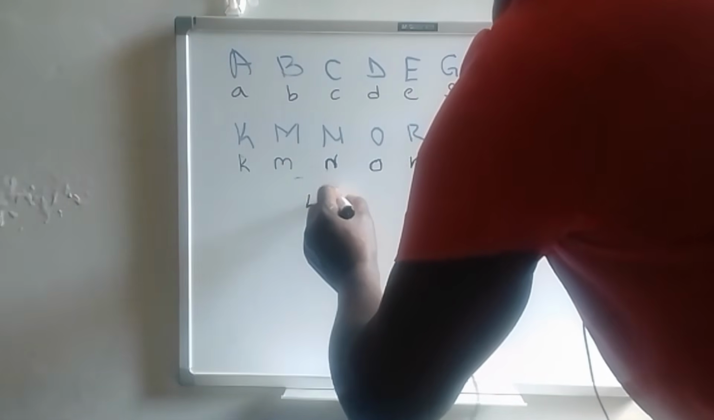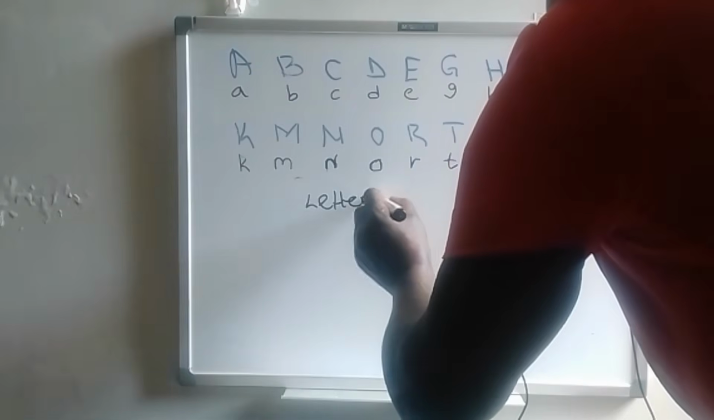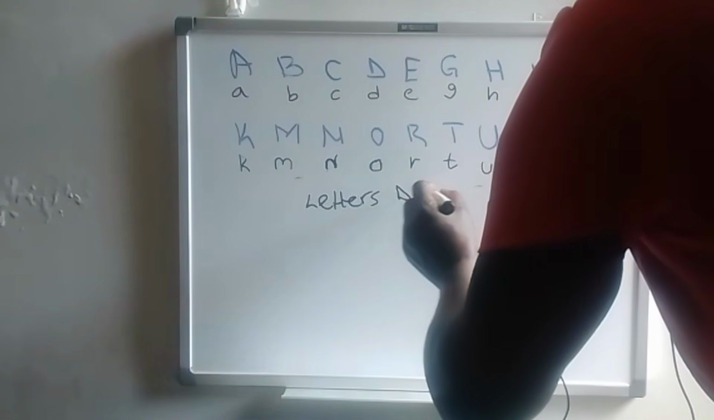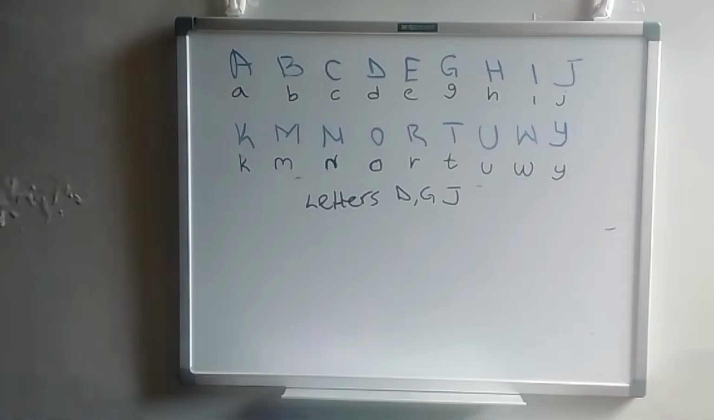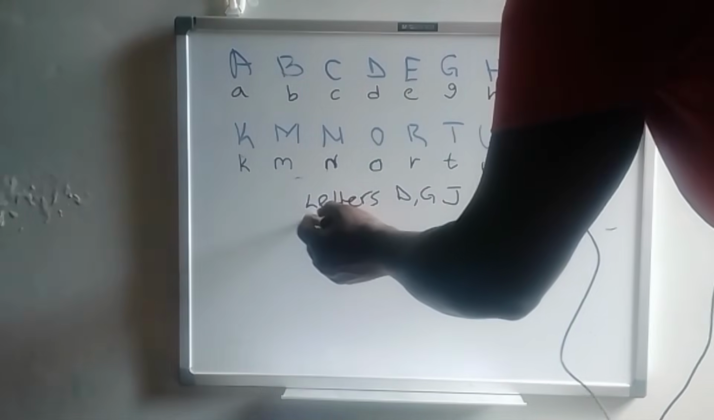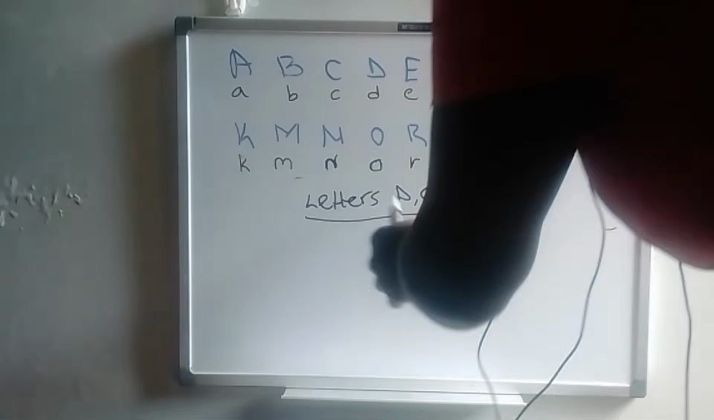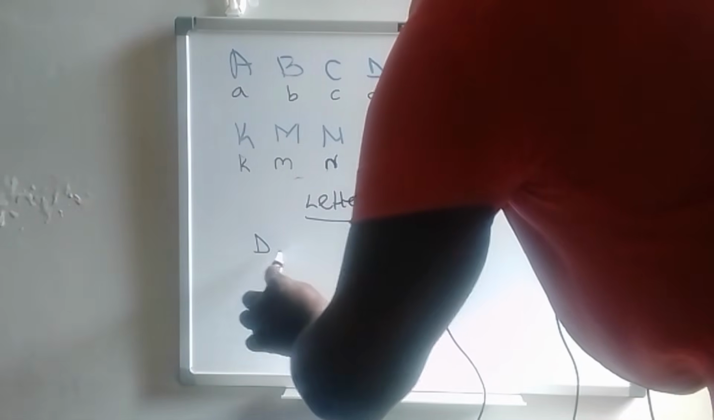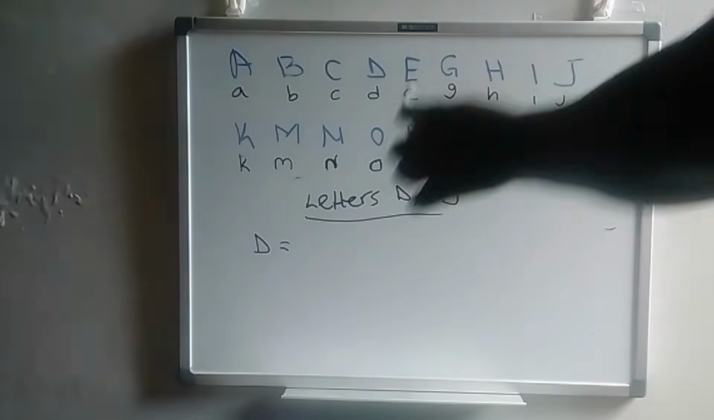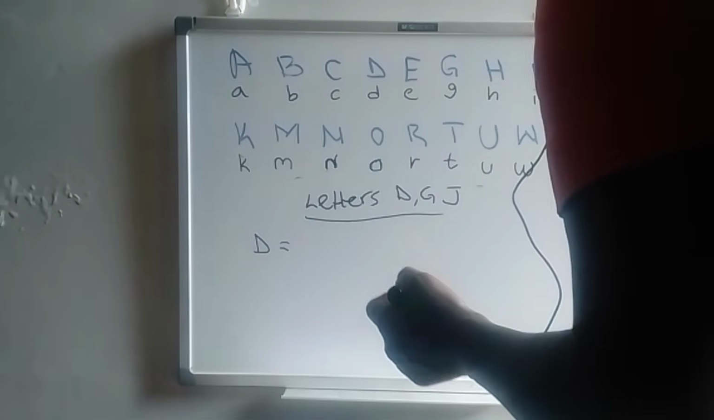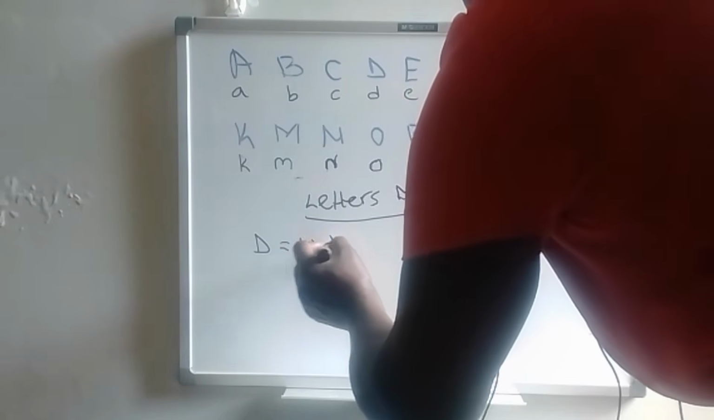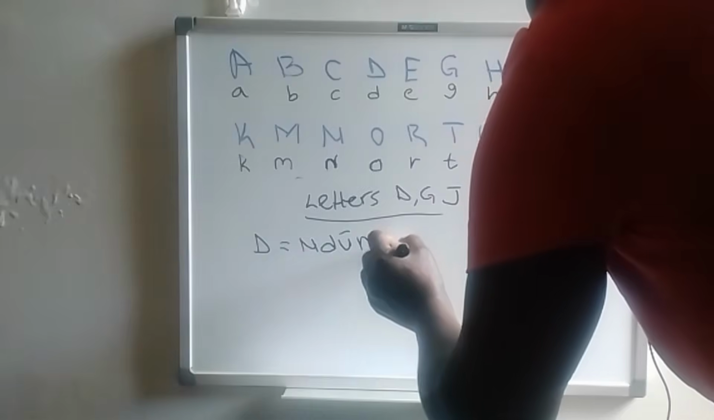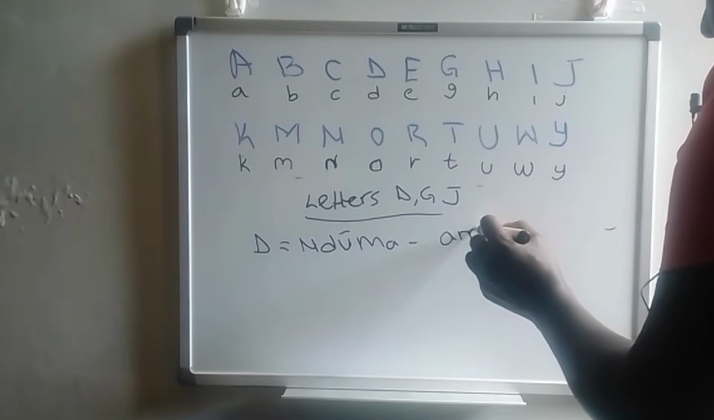Letters D, G, and J. Wacha tuangalie these three letters, how we use them in Kikuyu. These three letters, letter D and J. These letters are always accompanied by N. There is always N in front of them. For example, the word doma, that is arrowroots.